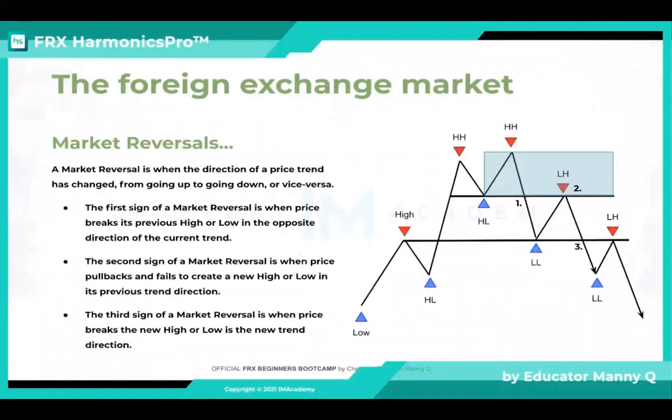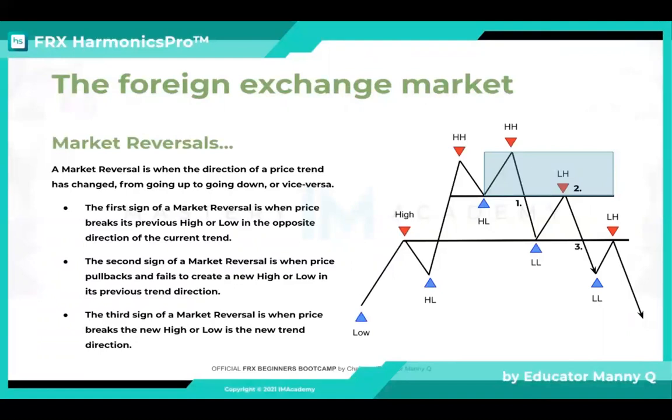Now let's wrap this up with market reversals. Now that you guys are understanding highs and lows, how highs and lows establish trends, ranging markets, counter trends, things of that nature, let's talk about market reversals. Market reversals are extremely important. So a market reversal is when the direction of a price trend has changed from going up to down and vice versa. And there are specific rules right here.